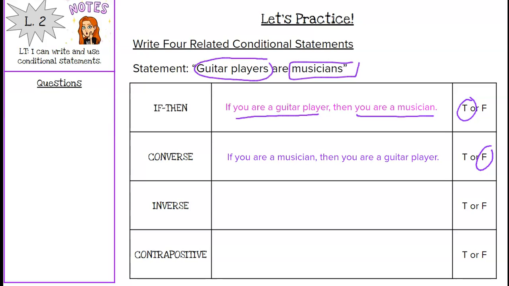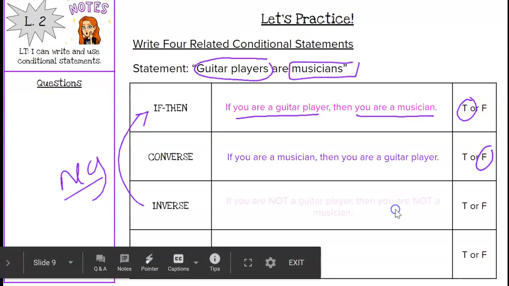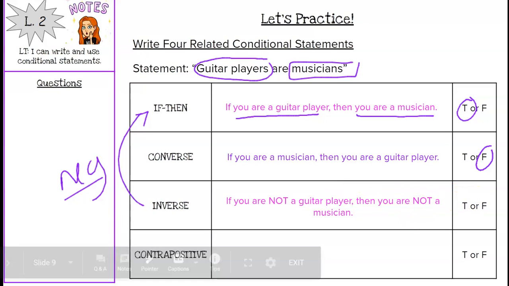The inverse, remember, is the negation of the if-then. So to negate that, we just add those nots. If you are not a guitar player, then you are not a musician. And that one would also be false, because if you are not a guitar player, that doesn't mean you're not a musician, because you could be a drummer, you could be a saxophonist, again, all those other examples of ways you can be a musician without being a guitar player.